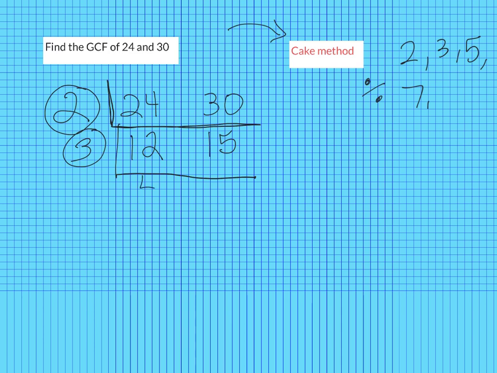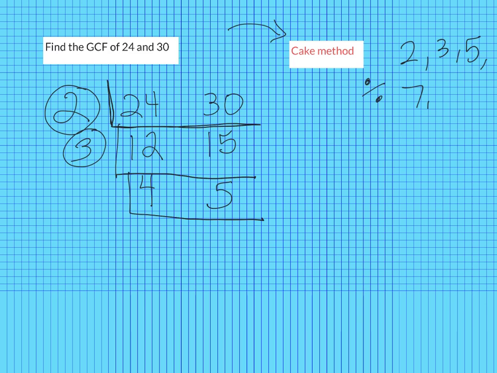12 divided by 3 is 4. 15 divided by 3 is 5. And then I draw my last layer. So looking at 4 and 5, can I divide 4 and 5 by 2 or 3 or 5? Not really. They don't have anything else in common. So I'm going to stop there.